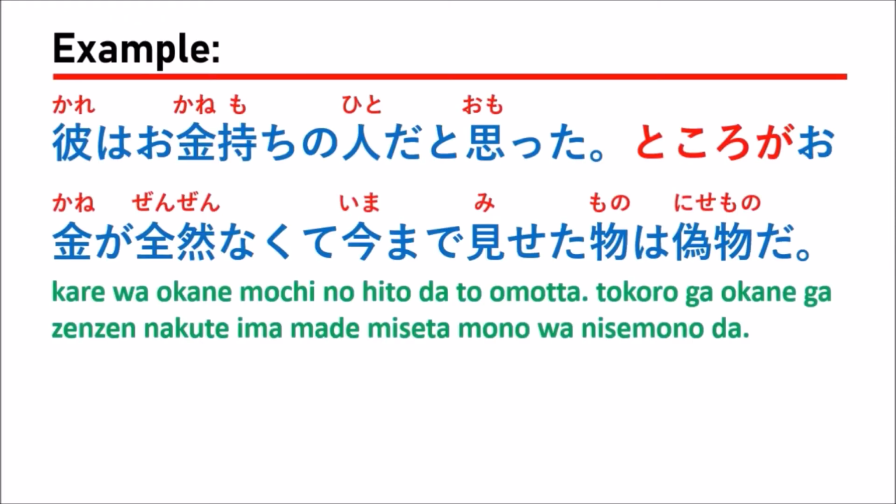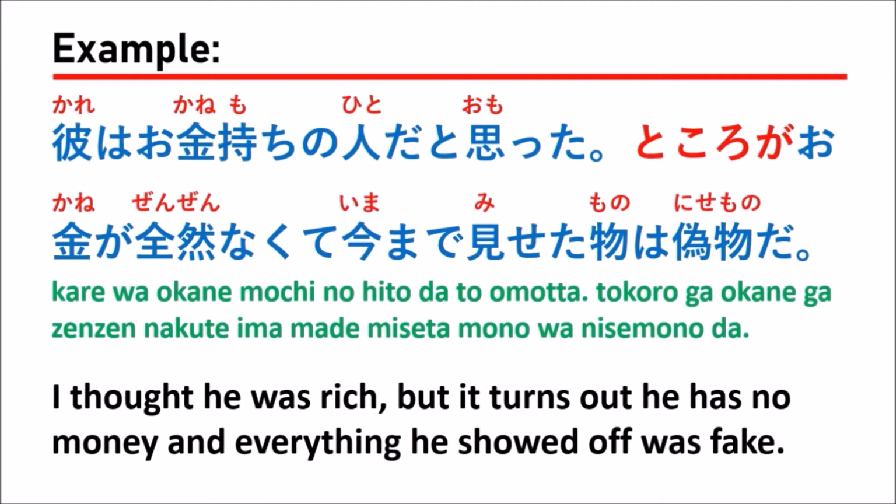Here our first sentence says, 彼はお金持ちの人だと思った。ところが、お金が全然なくて、今まで見せたものは偽物だ。Which means in English, I thought he was rich, but it turns out he has no money and everything he showed off was fake.